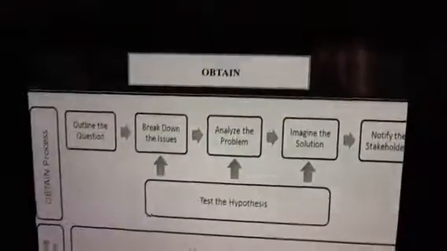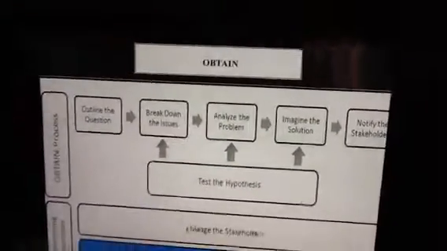It's called the OBTAIN process, where you outline the question, break down the issues, analyze the problem, imagine the solution, notify the stakeholders. You do this by testing the hypothesis, managing the stakeholders, and managing the team.